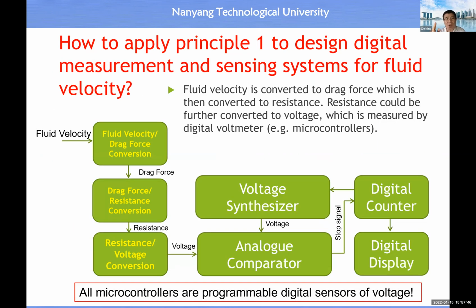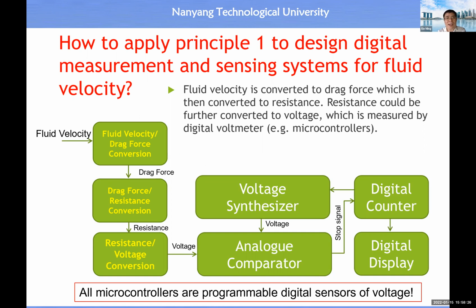All right. So then how to apply principle 1 in order to design digital measurement of a sensing system for free velocity. Then from here, you will see the principle is to transform free velocity into drag force, right? Then transform drag force into resistance, then transform resistance into voltage. And we know microcontroller is a programmable digital sensor of voltage, right? So then this is the blueprint for you to follow in order to guide the design of your sensor or sensing and the measurement system if you apply principle 1.